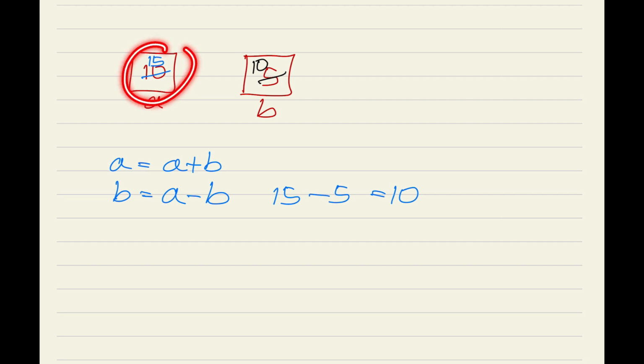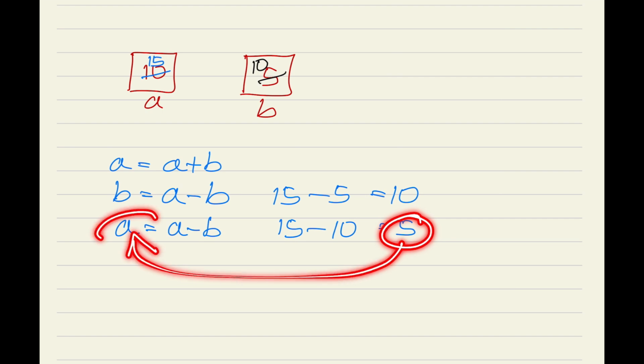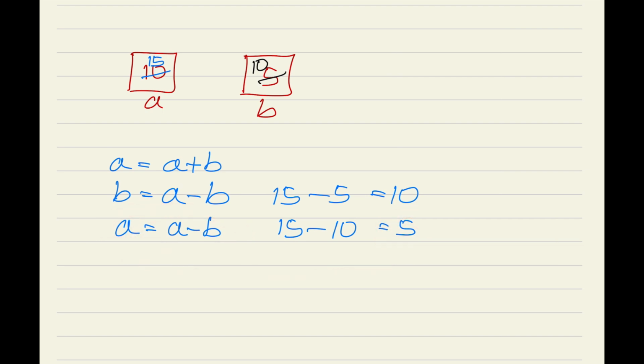Now the value of A should be 5, but it is 15. So we can write A equal to A minus B. If I write like this, then the value of A becomes 15 minus the value of B. The present value of B is 10, so it is 5. So 5 is going to be stored in A after executing this statement. So if we follow these three statements, then we are getting B is 10 and A is 5.